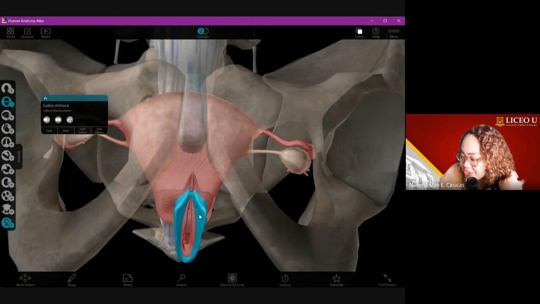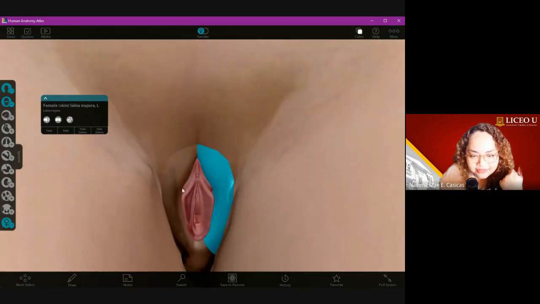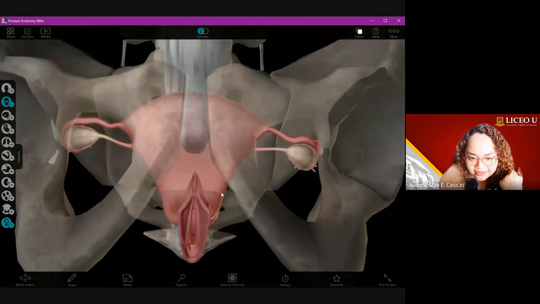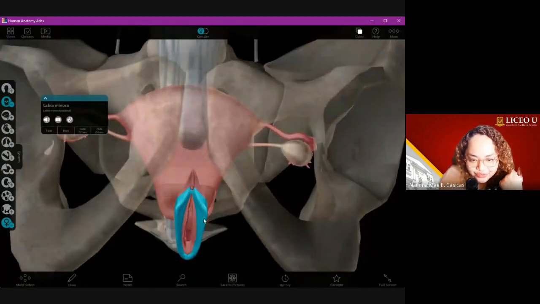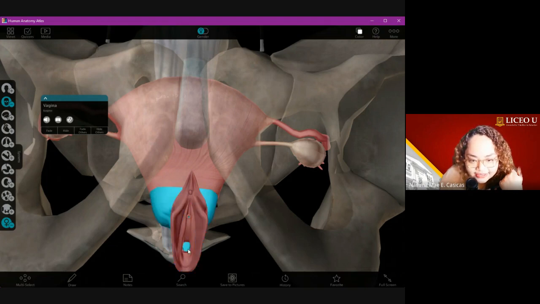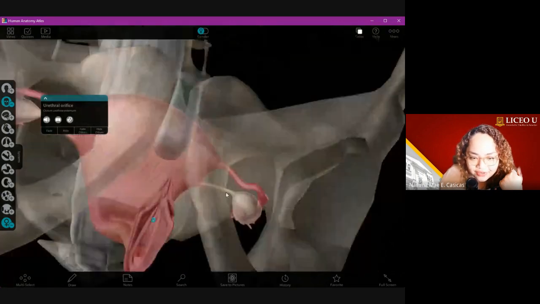Where is the labia majora, ma'am? The labia majora will be here. This will be the labia majora. Now, if you remove the skin part, this will be the labia minora. And then you have two holes. Not like in males, where there is only one. In females, there are two, no? We have your vagina and your urethra or your urethral orifice.